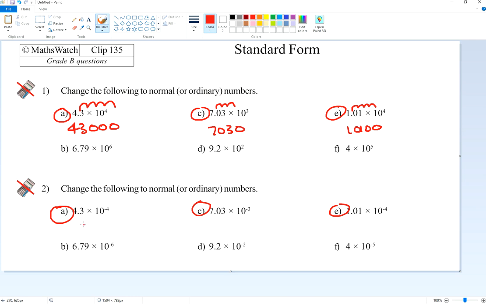All done? The bottom one, 4.3 times by 10 to the minus 4. So 1, 2, 3, 4. So we have 0.00043. Okay, and if you move it back by 3 places, 1, 2, 3, 0.00703, and 1.01 times 10 to the power minus 4. Move back by 4 places, 1, 2, 3, 4, 0.000101. Okay, thank you for that. Now let's move on to the bottom part of the questions.